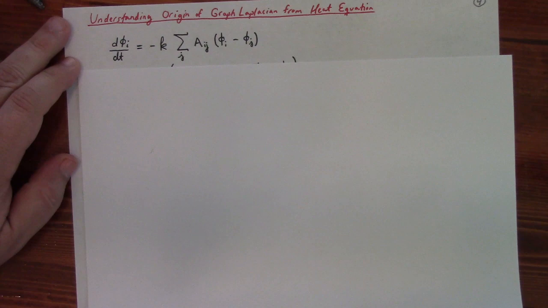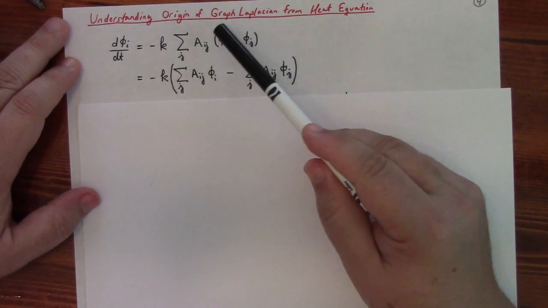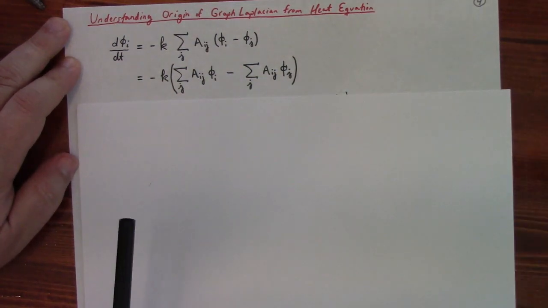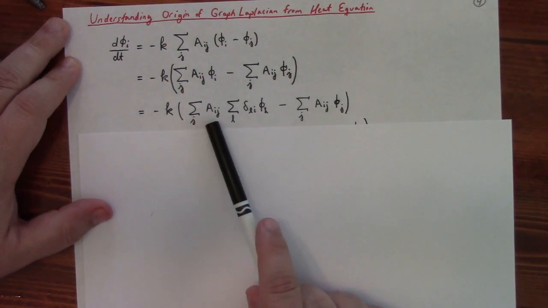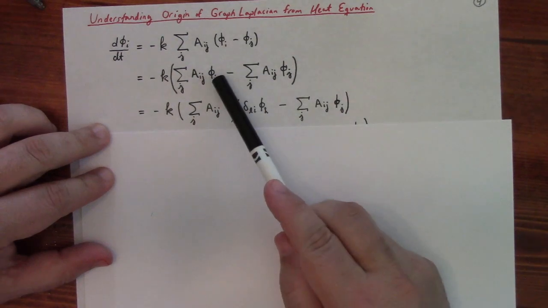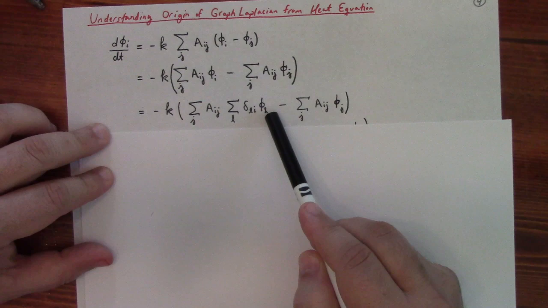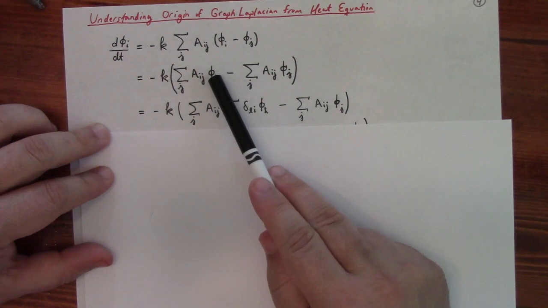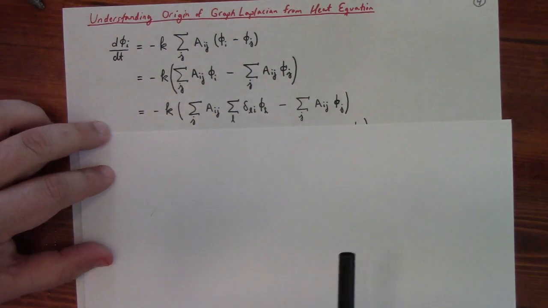So same starting point, and then what I do, I break it into sums. Sum over j. All right, and then what I do is I rewrite this phi I as the sum over L of Kronecker delta Li phi L. This makes sense because this sum is 0 except in the case that L equals I, in which case this collapses back just to phi I. So this is just a really kind of sneaky way to rewrite phi I, all right?